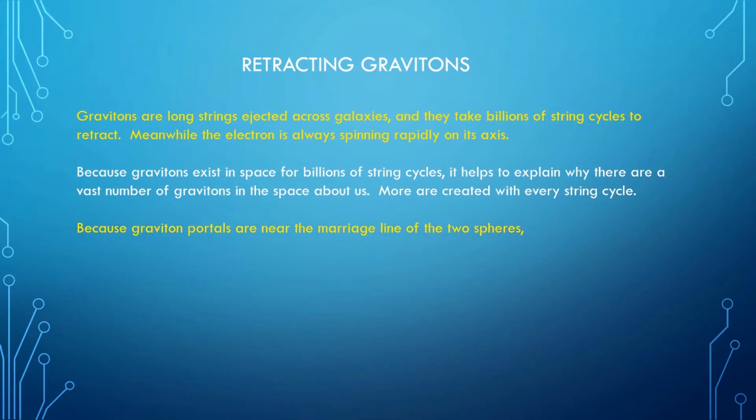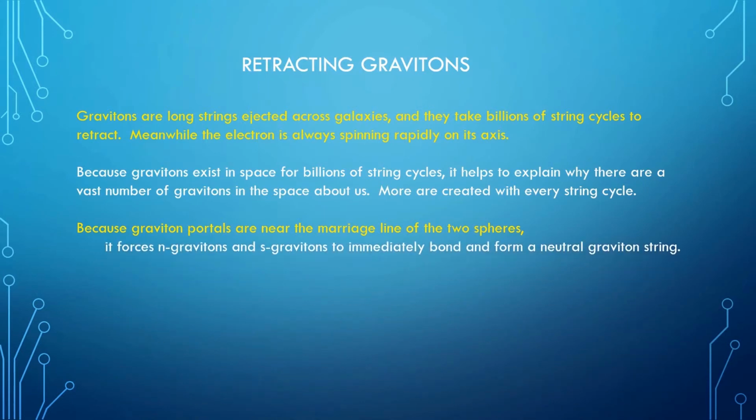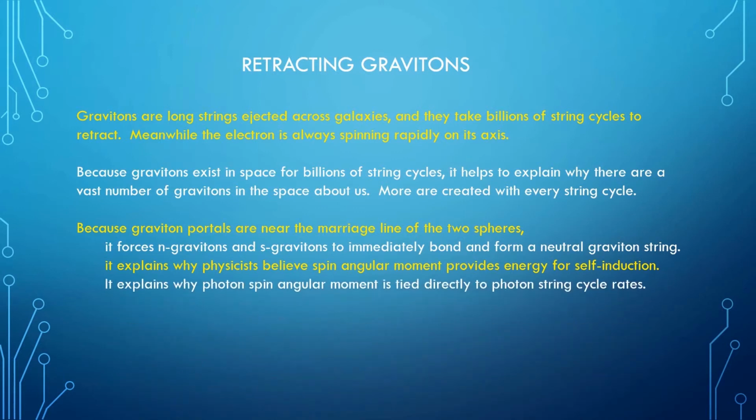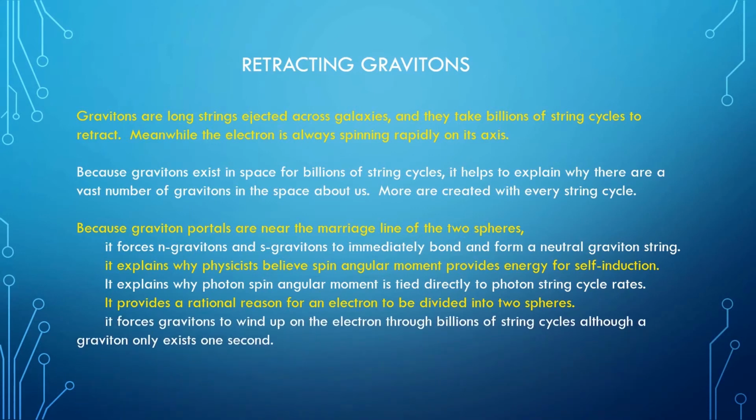Because graviton portals are near the marriage line of the two spheres, it forces N-gravitons and S-gravitons to immediately bond and form a neutral graviton string. It explains why physicists believe spin angular momentum provides energy for self-induction. It explains why photon spin angular momentum is tied directly to photon string cycle rates. It provides a rational reason for an electron to be divided into two spheres. It forces gravitons to wind up on the electron through billions of string cycles, although a graviton only exists for 1 second.